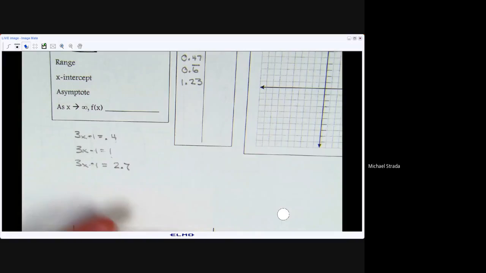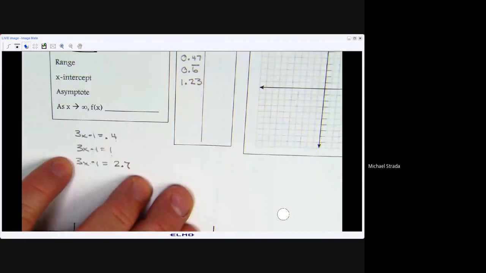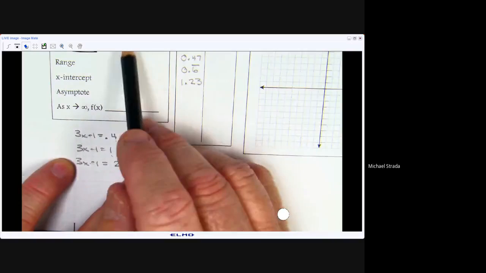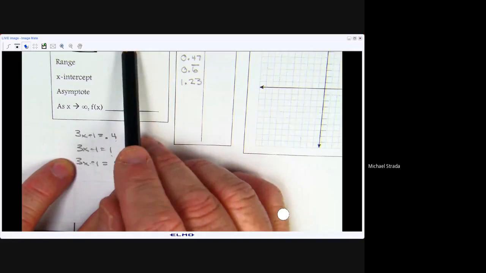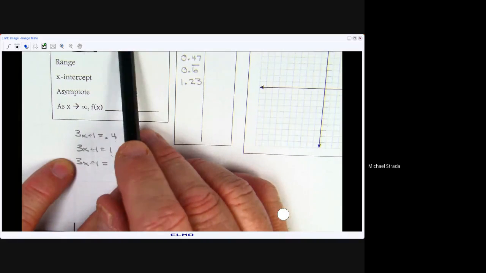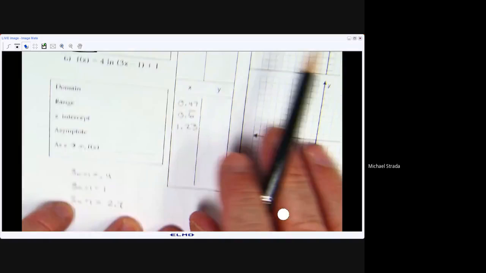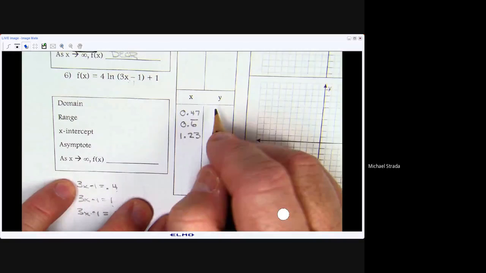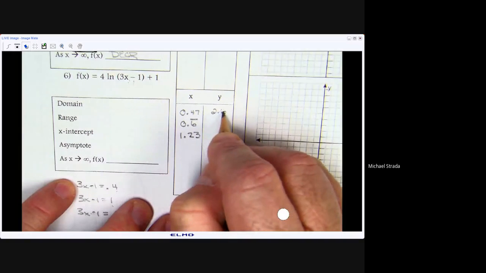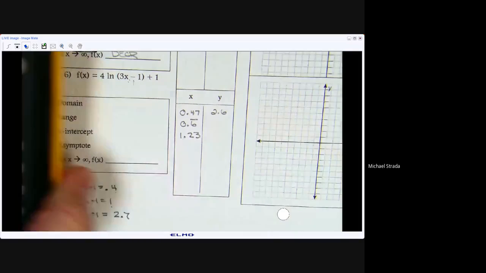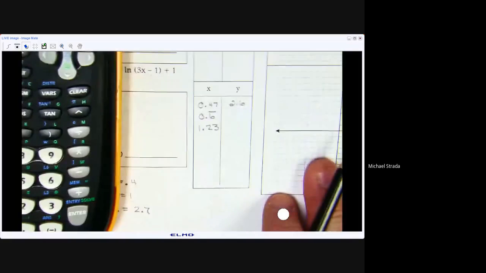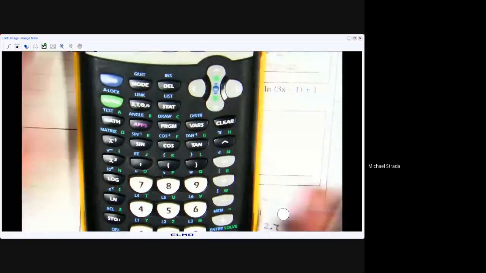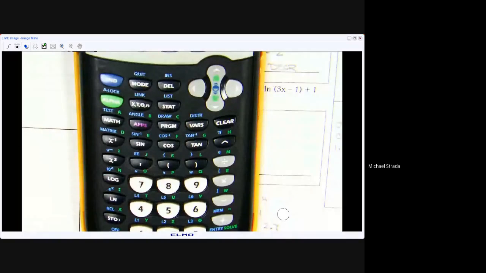You just have to remember when you plug that back in, what happens. So in other words, this one's going to become 0.4. 4 times 0.4 is 1.6. 1.6 plus 1 is 2.6. But again, if you get that number right, you can get away with plugging it in. This is what I mean.